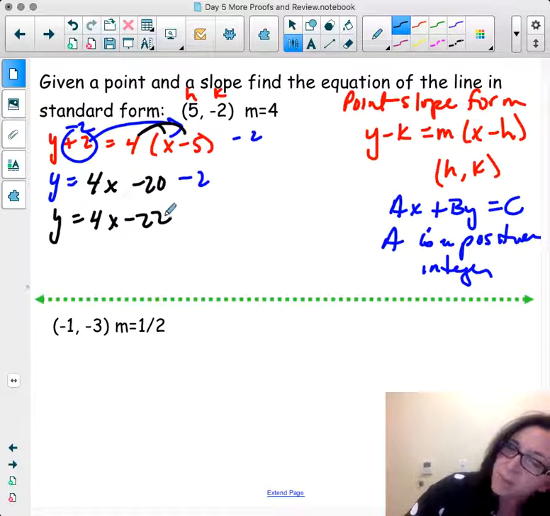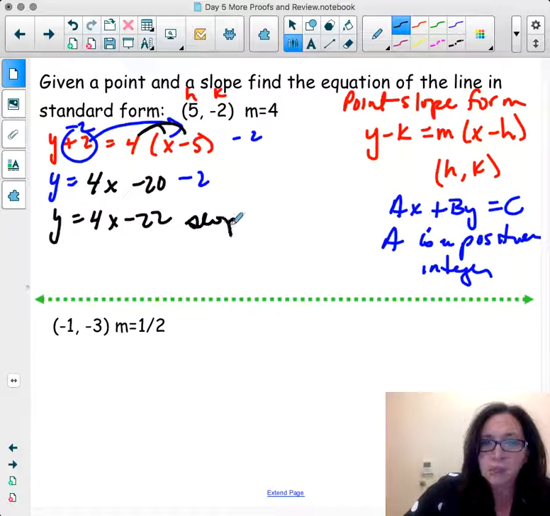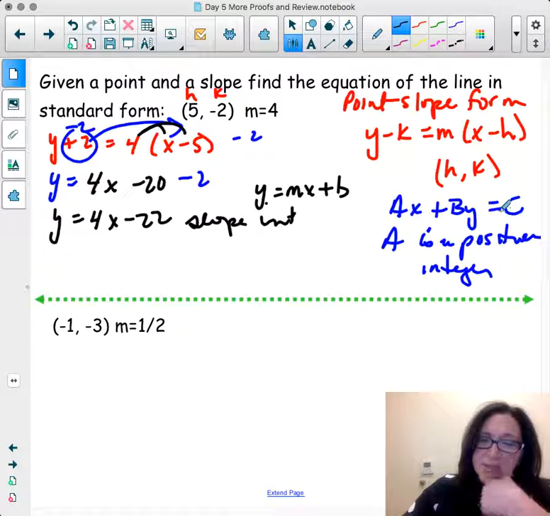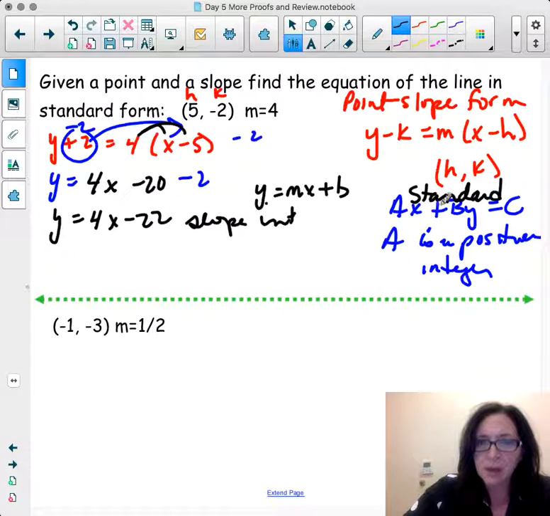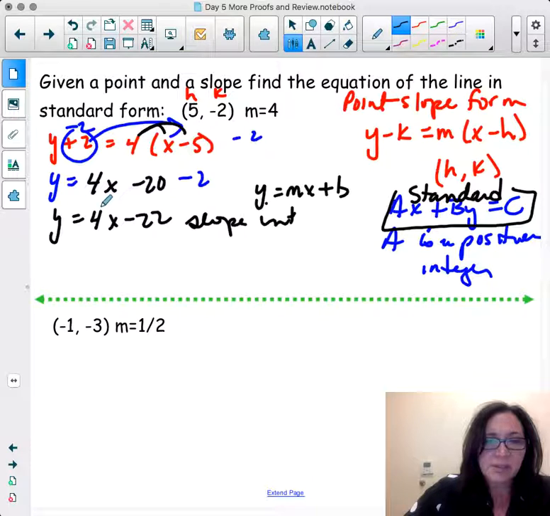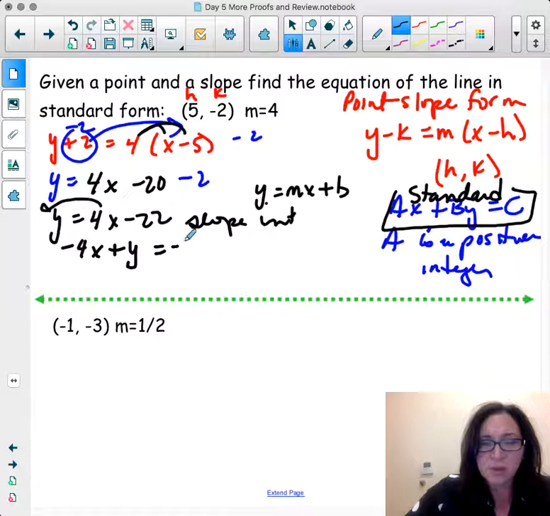Now, that form is what we call slope-intercept form, where you have y equals mx plus b. But I don't want that form. I want standard form, okay? This is standard form, where it's ax plus by equals c. So that means, see this 4x? I'm going to move it to the other side. So now it's at negative 4x plus y is equal to negative 22.